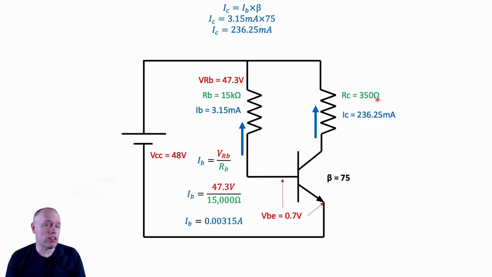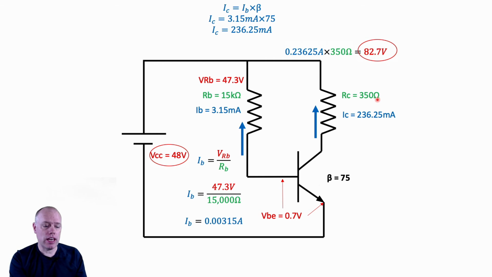What we're going to do now, like we've done in every other video, is take our IC and multiply it by our RC to get what's known as our VRC. Again, not too different. We take the current of 236.25 milliamps, multiply it by the 350 ohms, and we end up with an answer of 82.7 volts. Stop right there.